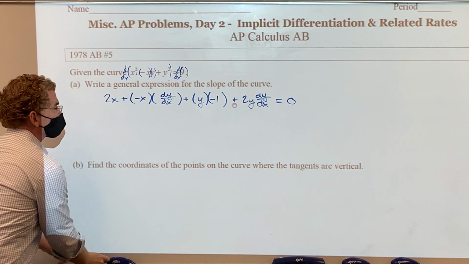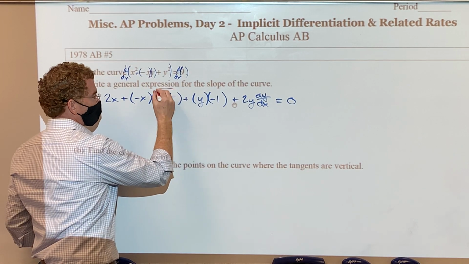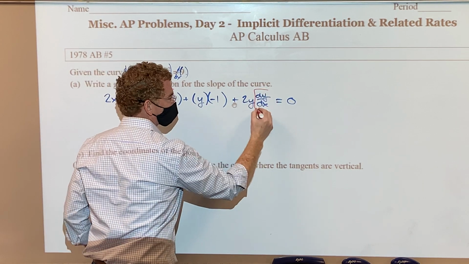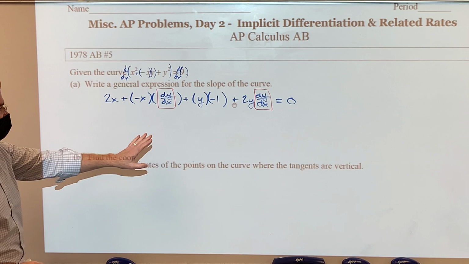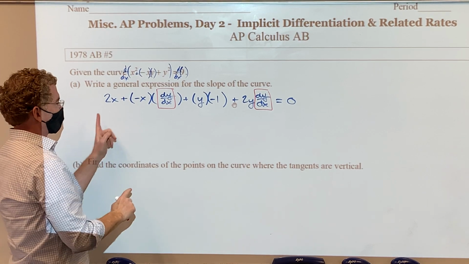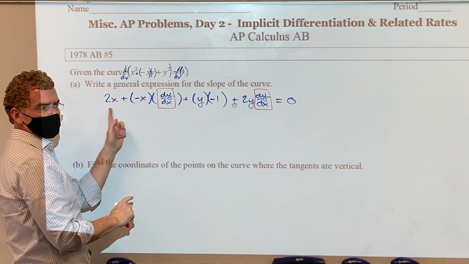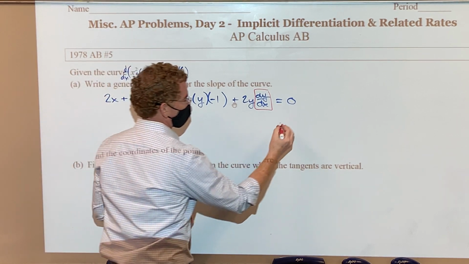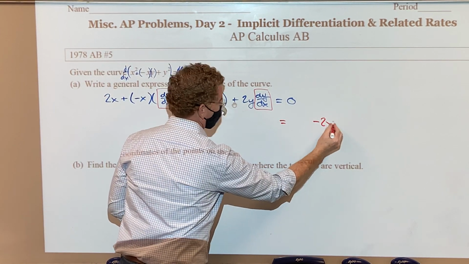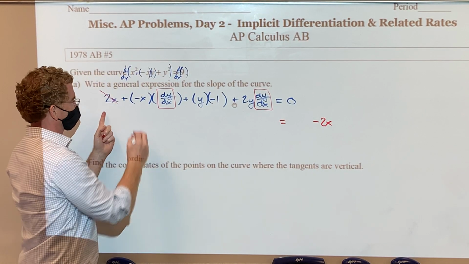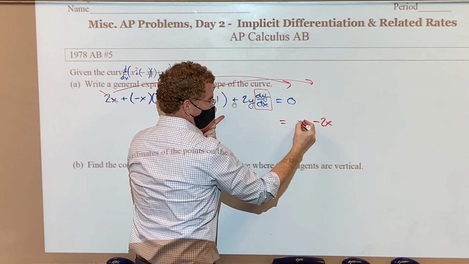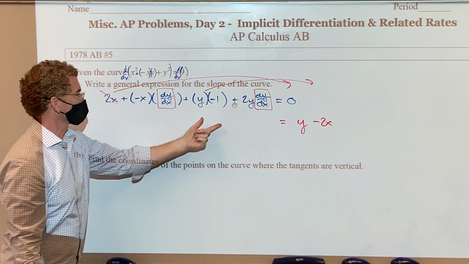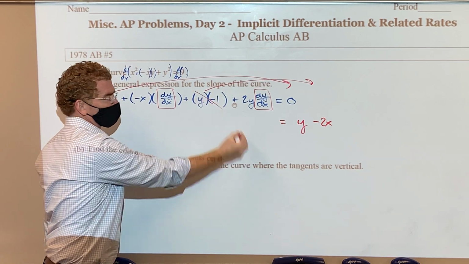And then like we did yesterday, we want to solve for dy/dx. So I'm going to look for the terms that have a dy/dx in it, and I'm going to move everything else over. This 2x does not have a dy/dx in it, right? That's going to go to the other side and become a negative 2x. This negative y becomes a positive y over here. So now that's gone and that's gone.